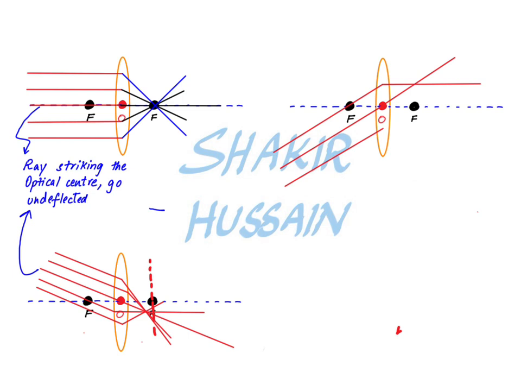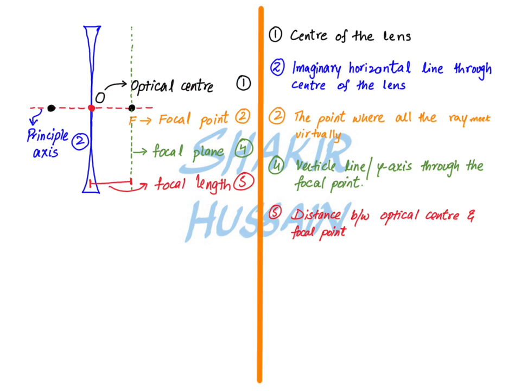Okay. Moving further. This is a diverging lens. Again, it's a biconcave lens. It's curved inwards from both the sides. Right? So it's a biconcave lens. This is the optical center.